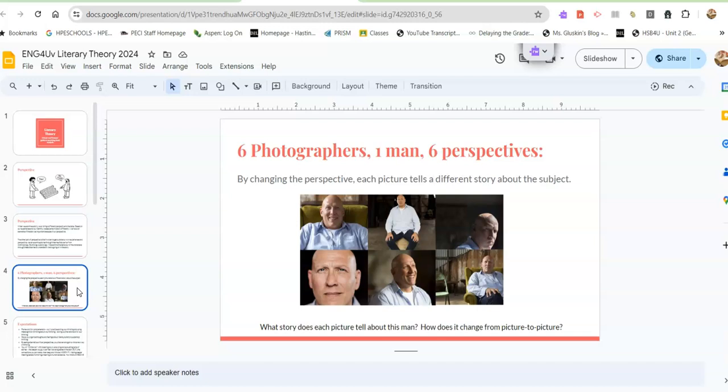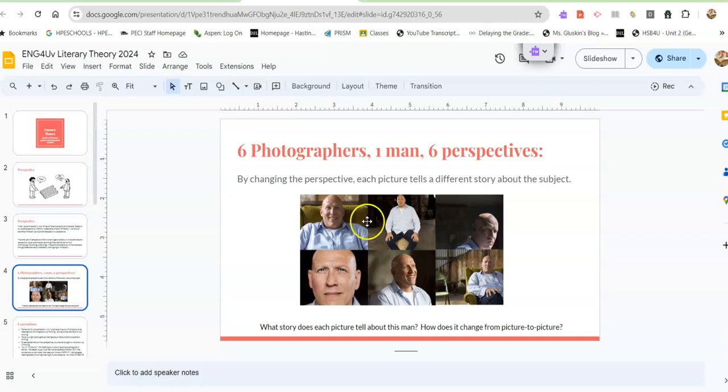So another way to think about perspective is by looking at the same picture of a man. They had 6 different photographers and they took pictures of this same individual. But it's almost as though each perspective tells a different story about how we feel, about how the light is shone on them, about what's in the background, what's in the foreground.